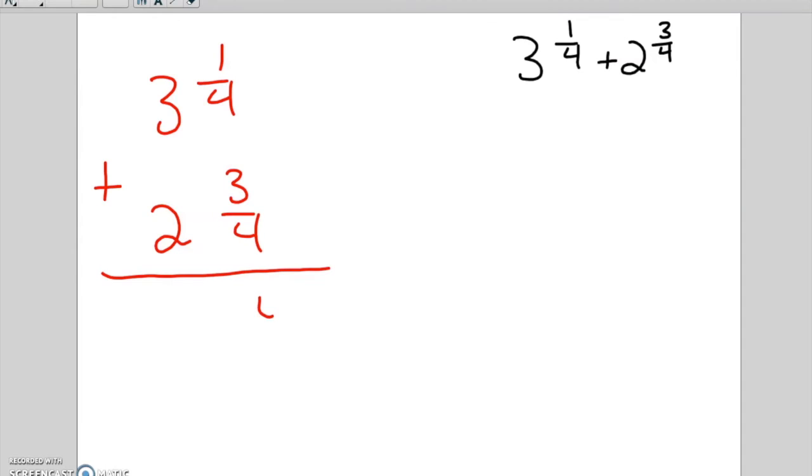Add my fractions. That's 4 fourths. Add my whole numbers. That's 5. And what does 4 divided by 4 equal? 1. 5 plus 1 is 6. Okay? Remember, 4 divided by 4 is 1.